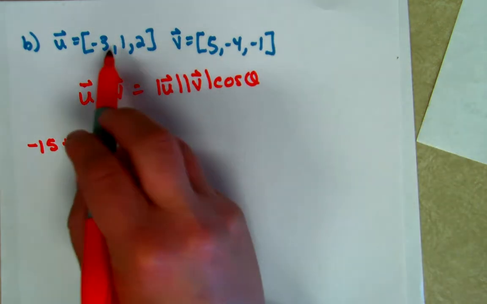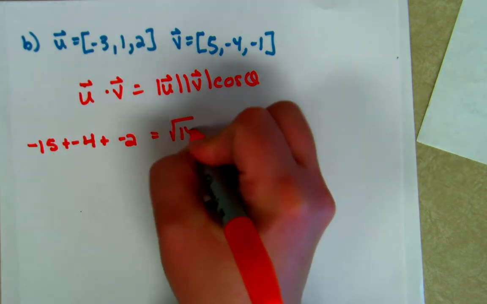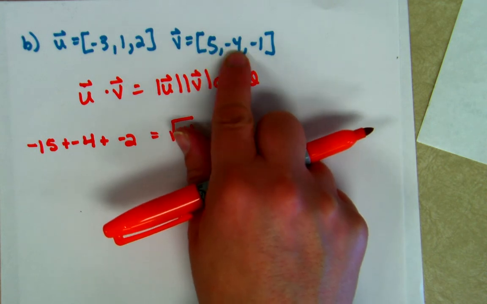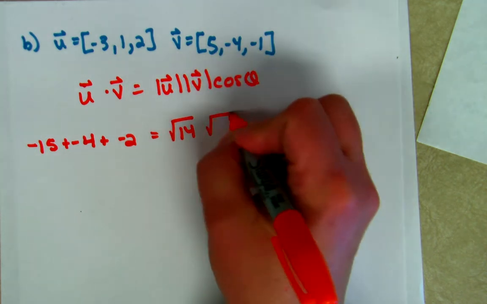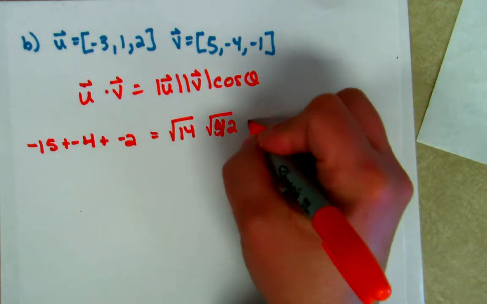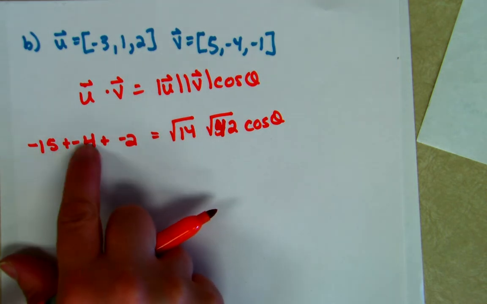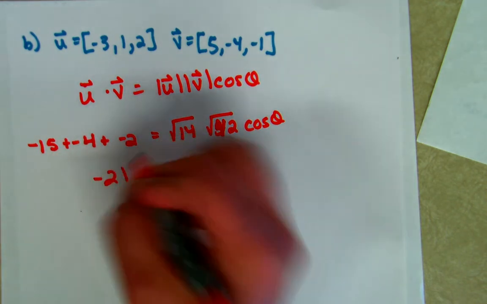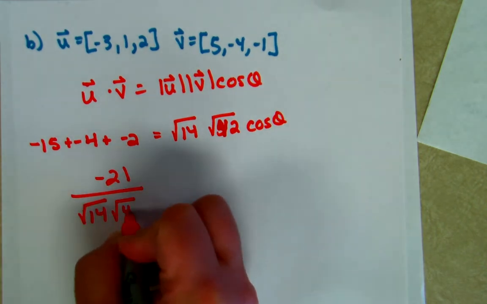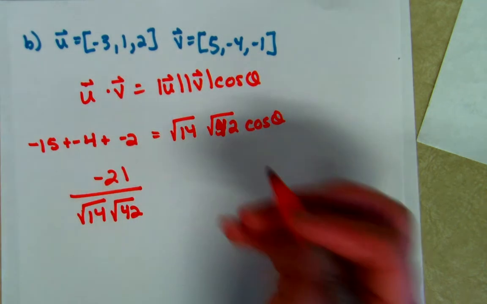I'm going to find the magnitude of u, which is going to be 9 plus 1 plus 4, so root 14. I'm going to find the magnitude of v, which is going to be 25 plus 16 plus 1, which I think is root 42. And then I have cos theta. I'm going to figure this side out. Negative 15 and negative 4 and negative 2 is negative 21. You can get something other than negative 21 on that side. I'm going to divide by the root 14 and the root 42, which were my magnitudes of u and v.